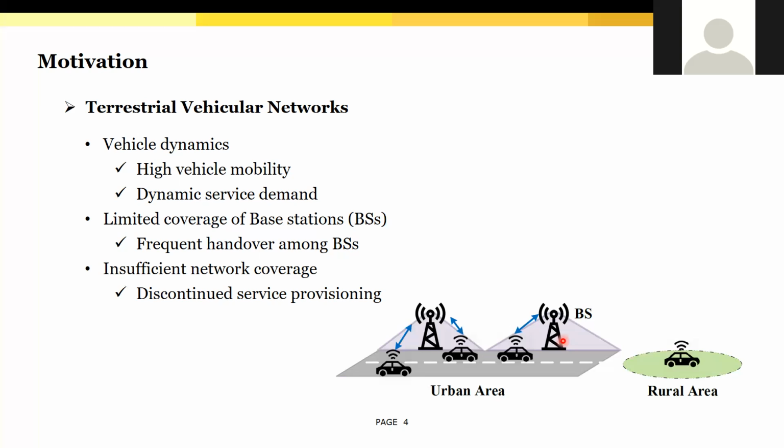As the leveraged spectrum frequency becomes higher, like millimeter wave, the base station coverage becomes smaller and smaller. As a result, vehicles with high mobility should frequently hand over among base stations, which will add too much handover delay. The third reason is that the coverage of 5G is still limited. For example, there are not sufficient base stations deployed in some rural areas, which will result in discontinued service provisioning.